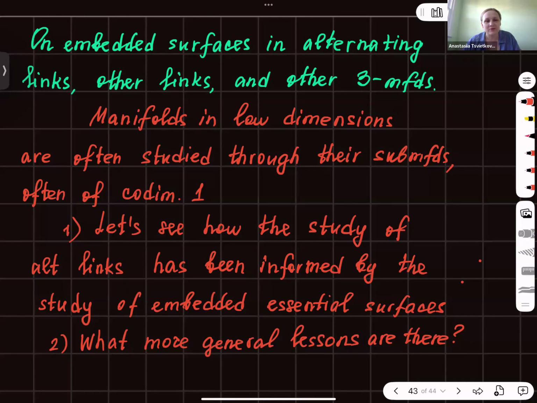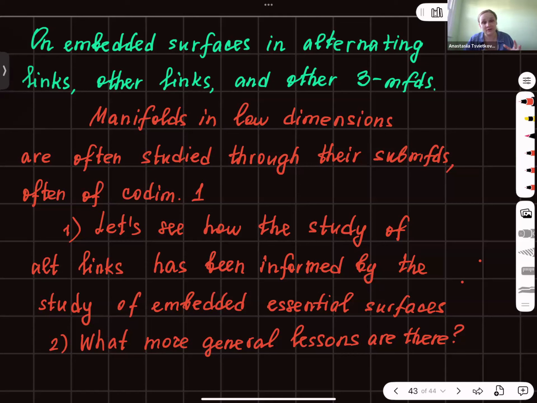To start, manifolds in low dimensions, 2, 3, 4, are often studied through their submanifolds, and very often we study submanifolds of codimension 1. For example, for 4-manifolds, there is a study of trisections. For surfaces, we often study curves. And for 3-manifolds, a lot of the study has been informed by the study of embedded essential surfaces. This goes back to the 60s to people like Haken and others.